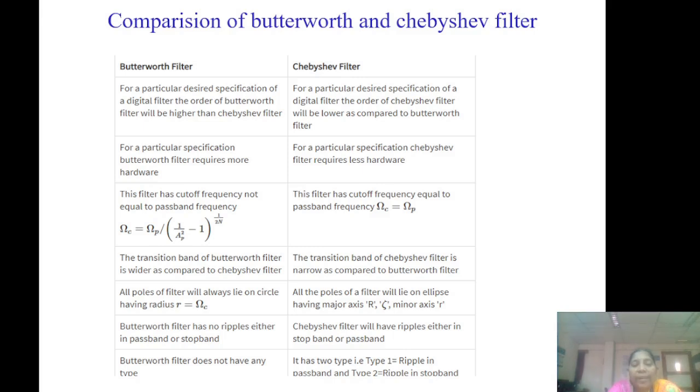In the case of type 1, there is a ripple in the passband. For type 2, there is a ripple in the stopband. That is the difference between type 1 and type 2 of the Chebyshev filter.